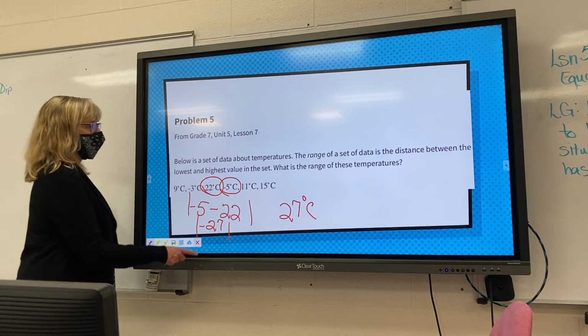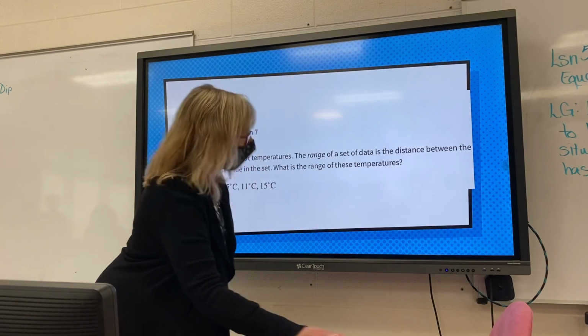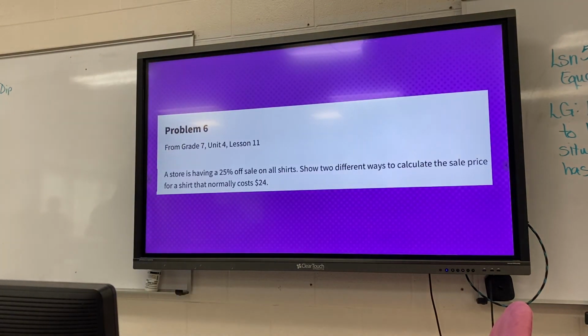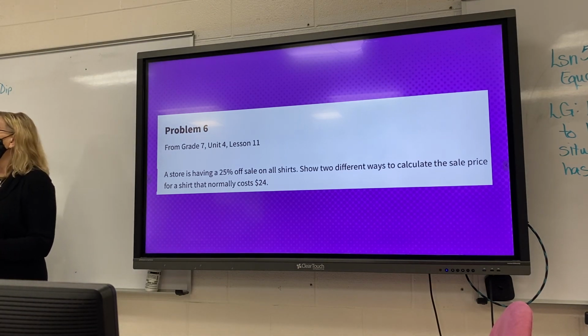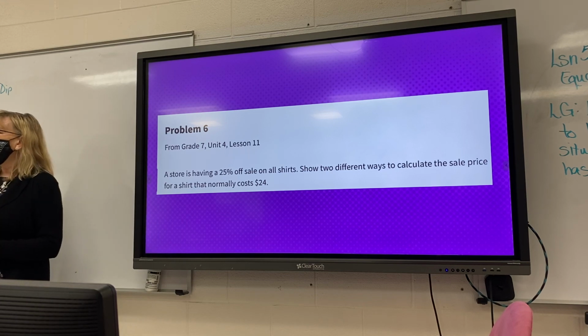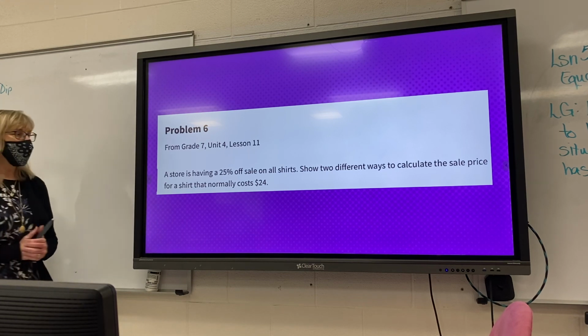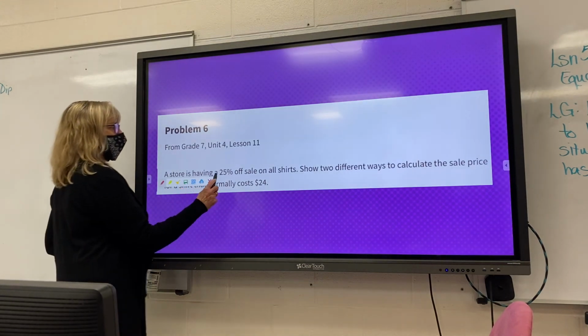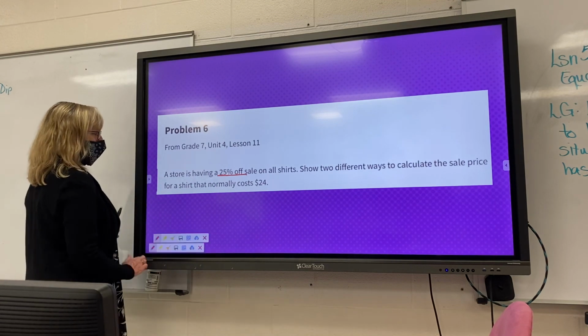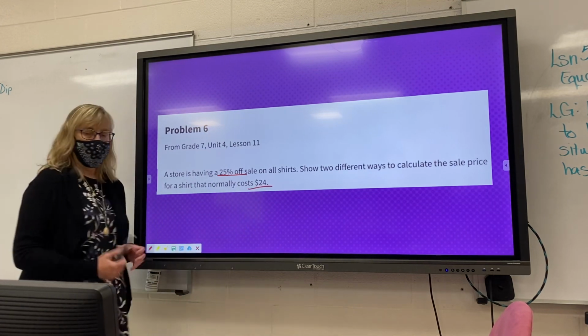All right. Now we have the last one. The store is having a 25% off sale on all shirts. Show 2 different ways to calculate the sale price for a shirt that normally costs $24. What is the story about? A shirt. What can we count or measure? 25%. 25% off or added? Off. $24. And it was originally 24.